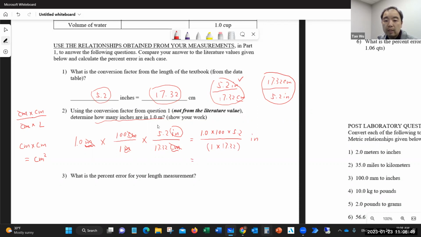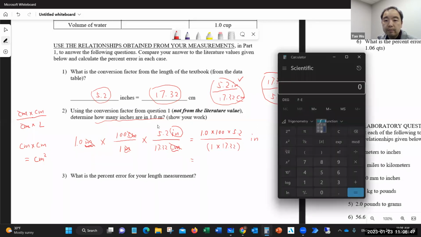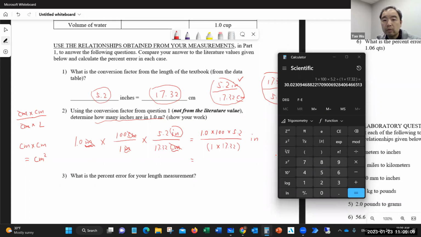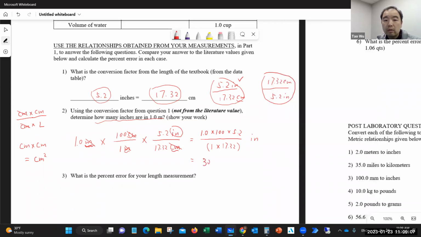So let's put that into the calculator. You have 1.0 times 100 times 5.2 divided by parenthesis 1 times 17.32 parenthesis, and you get the answer, which is 30.02 inch.